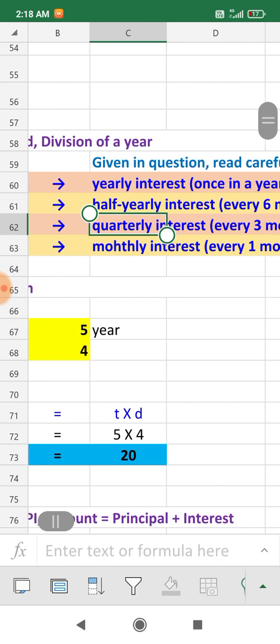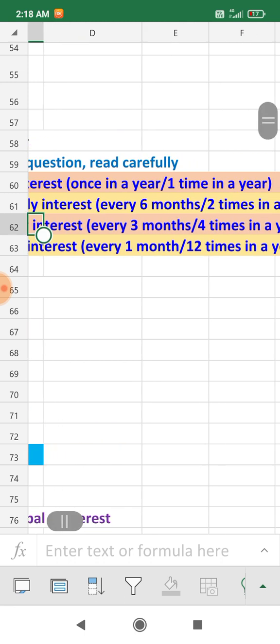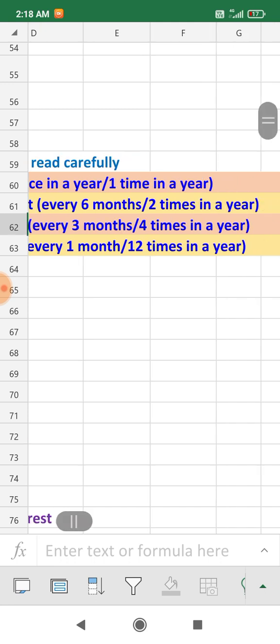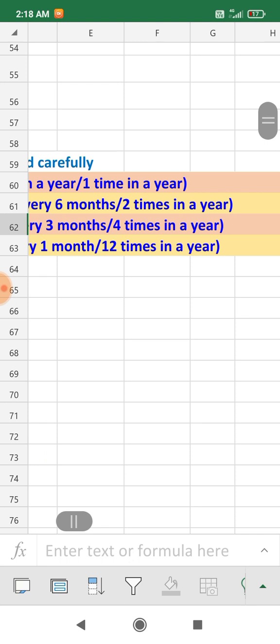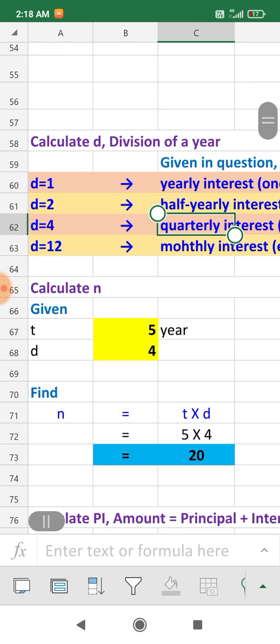When quarterly interest, in your question read properly whether quarterly interest is mentioned or not. If quarterly interest is mentioned, that means interest will be calculated every 3 months. That means 4 times in a year. So in that case, D is equal to 4.